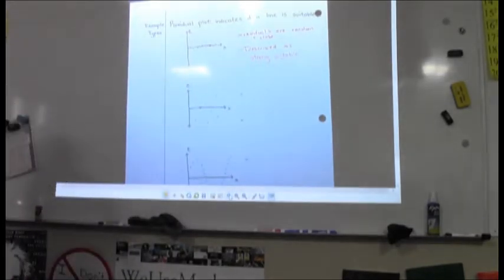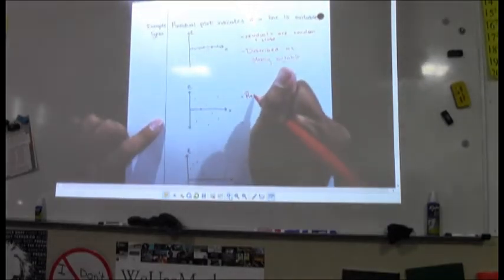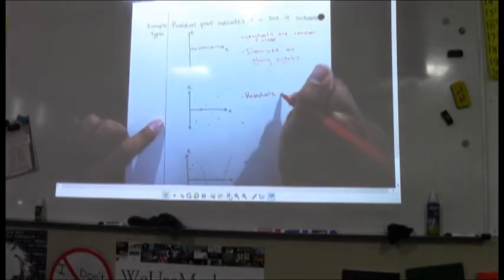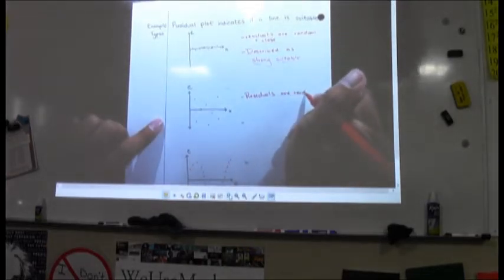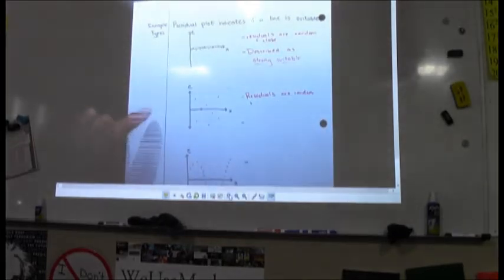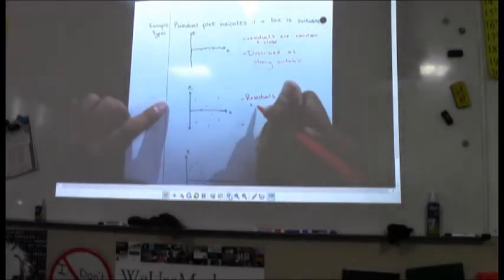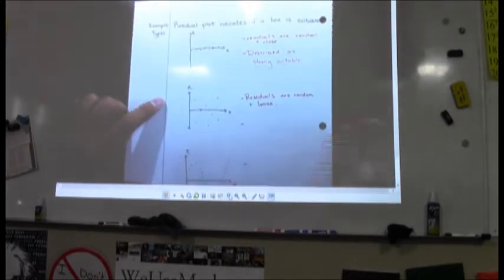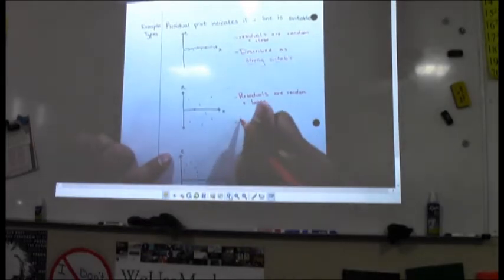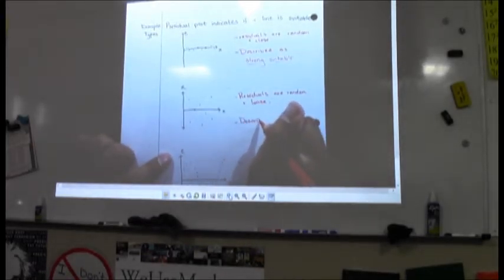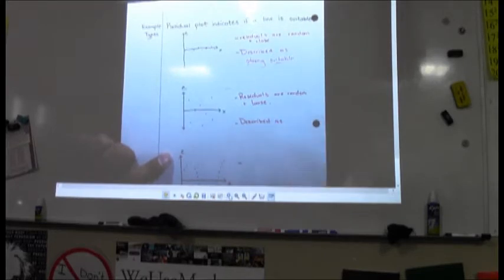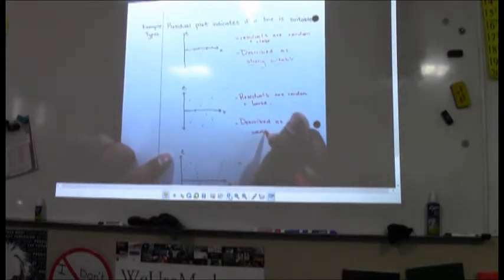Okay, next one. Is this random? Yes. So I'm going to put residuals are random. But let's also describe the strength. Is this a strong residual plot? No, right? It's really far away. It's really scattered here. So I'm going to put random and loose. So how can we describe it? Described as weak, suitable.